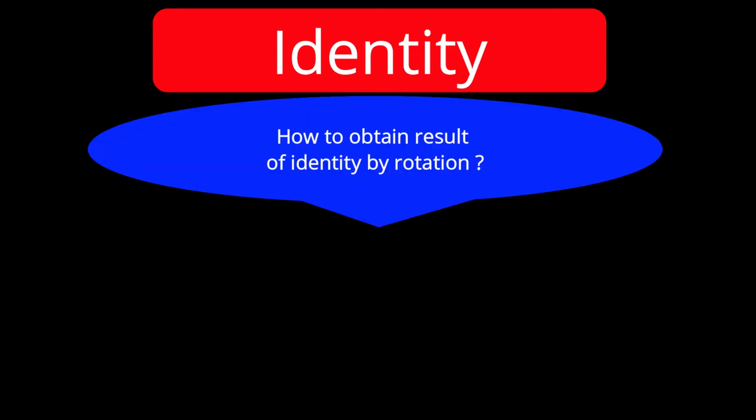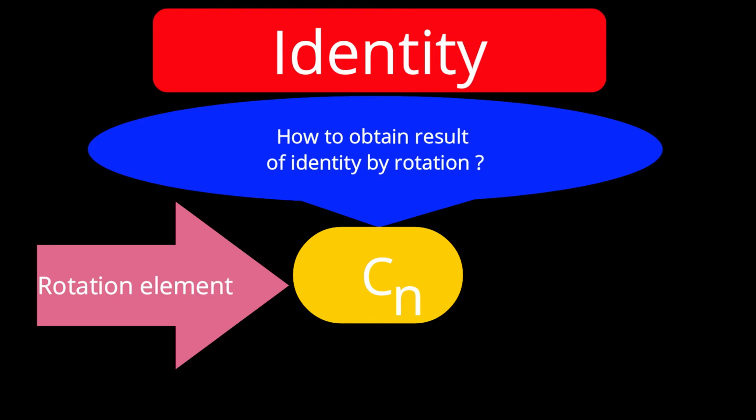Now let us consider the first operation, that is rotation. Rotation axis is the element represented by Cn, and its operations are represented by superscripts. Cn1 means it is the first operation around the Cn axis. Cn2 means the second operation around the Cn axis. Cn3 means the third operation around the Cn axis. Likewise, Cn^n means it is the nth operation around the Cn axis.